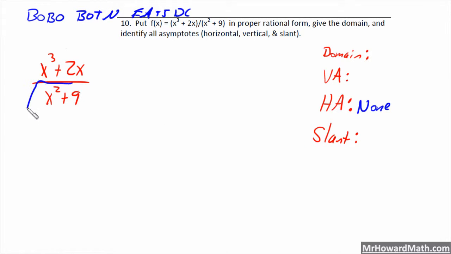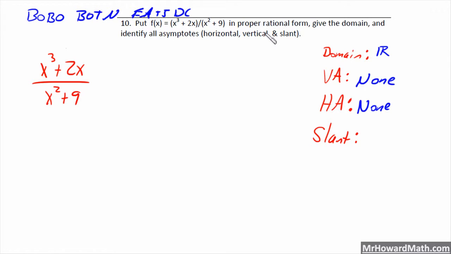Vertical asymptotes come from factors in the denominator that do not cancel, and x squared plus 9 will not factor. So no factors in the denominator means no vertical asymptotes, and there would be no holes either. The domain: nothing is excluded, because there are no factors in the denominator that we would need to set equal to 0. That means the domain is all real numbers.